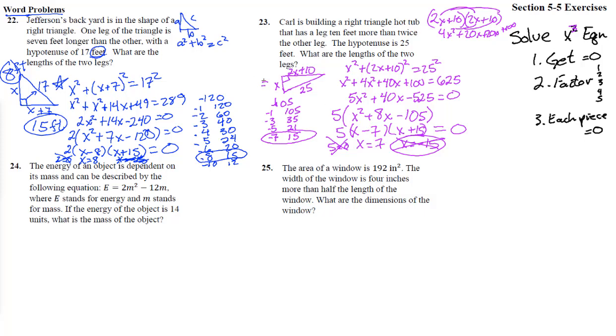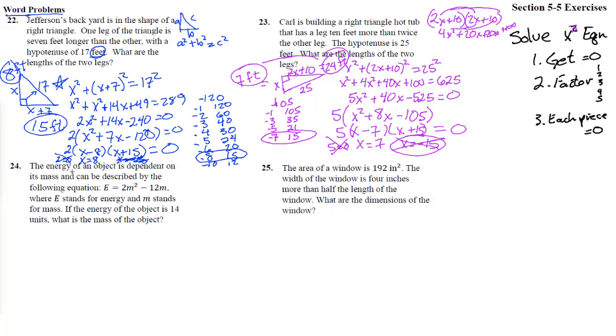So if x is 7 feet, then 2 times 7 is 14 plus 10. This is 24 feet. So here are the two sides of our triangle, 7 and 24. And you could check that to see if 7 squared plus 24 squared equaled 25 squared. It is true.